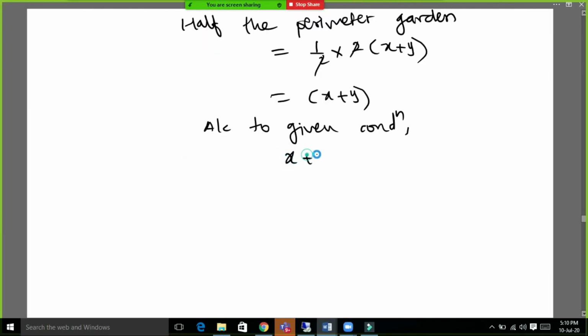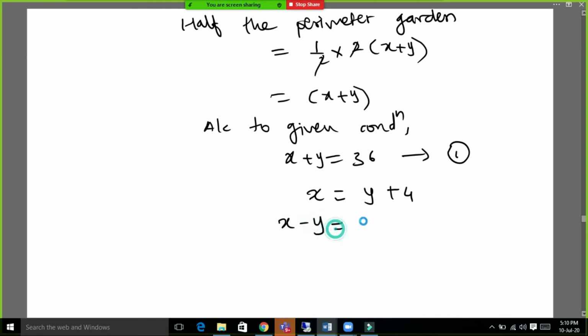x plus y is equal to 36. This is our first equation. Now the second condition is length is 4 meter more than its width. So length we have taken as x, which is 4 meter more than its width. So width is y and it is 4 more than y. So y plus 4 is equal to x. This is our second condition. So x minus y is equal to 4. Transfer this y on the left hand side. So x minus y is equal to 4 is our second equation.